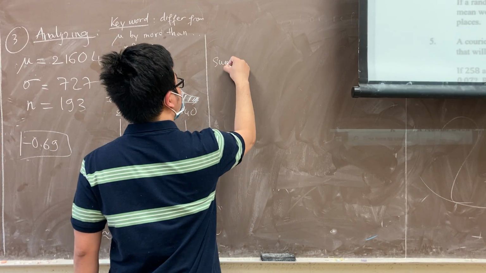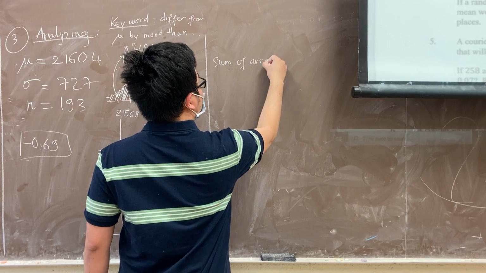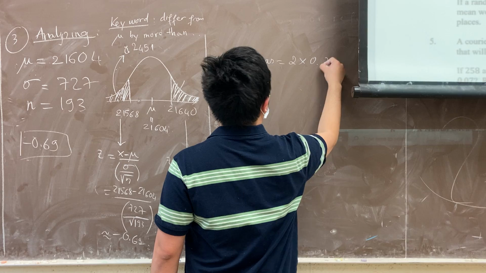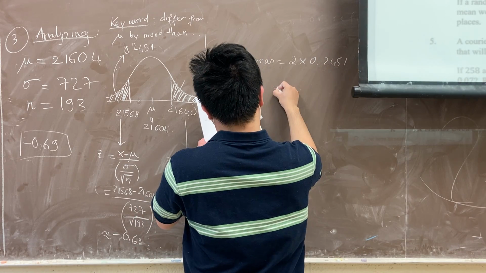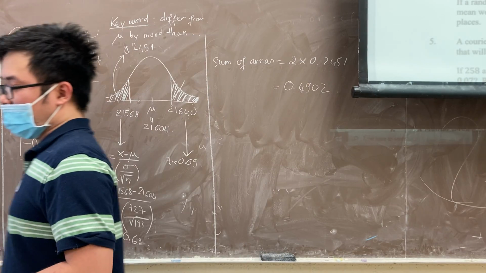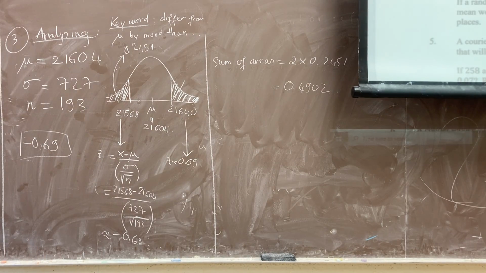of area is equal to 2 times this value, right? And so the answer here is this value. Thank you. Thank you, Chivia. Is it clear, guys? Any questions so far about this problem?